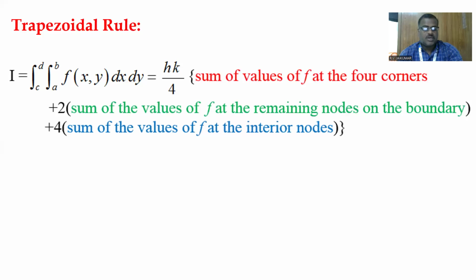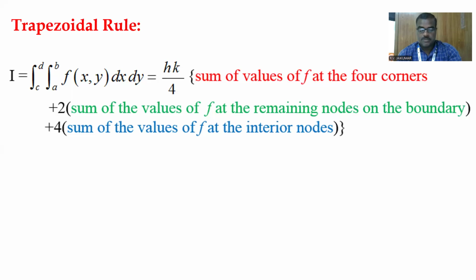Let us take the integration I equal to the double integral over the limits c to d, a to b, f of x comma y dx dy, equal to h into k by 4 times the sum of the values of f at the four corners, plus 2 times the sum of the values of f at the remaining nodes on the boundary, plus 4 times the sum of the values of f at the interior nodes. So this is a formula to evaluate double integrations when we have functions of x and y, right?